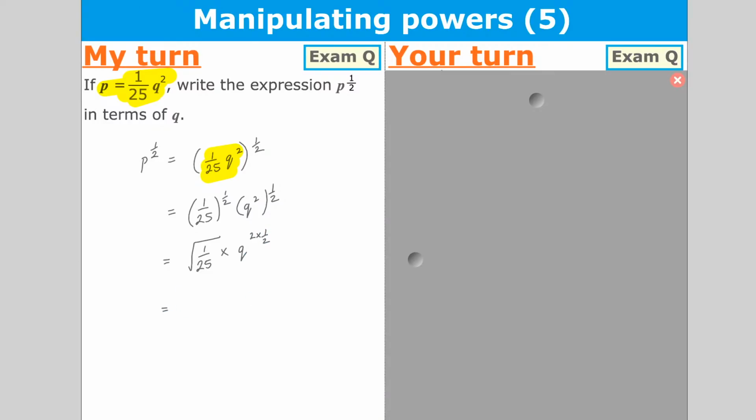Now, tidying this up, hopefully you guys know the square root of 1 over 25 is a fifth. Why? Because a fifth times a fifth gives you 1 over 25. So this thing here just simplifies to a fifth. And q to the 2 times a half is 1. So we just get multiplied by q, a fifth q. So p to the half is the same thing as a fifth q. Or you could even write that as q over 5. Both of those would be an acceptable answer.